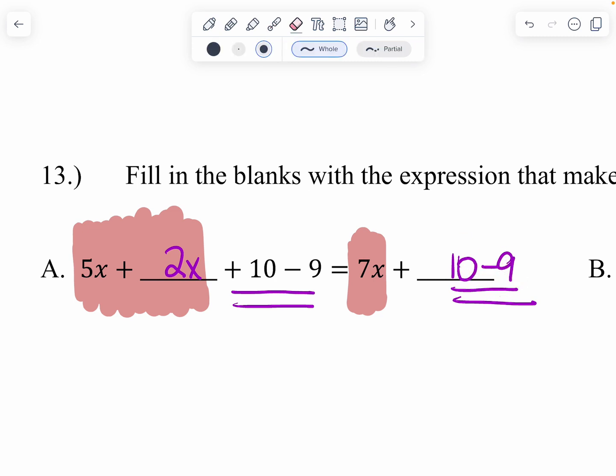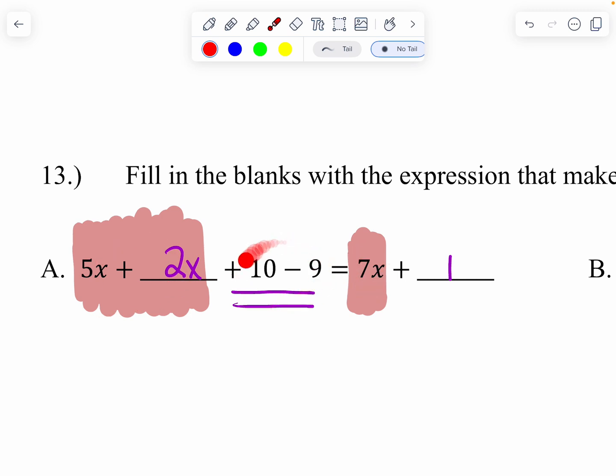So if there's 10 minus 9, which we know is 1, we've got a 1 on this side, so we'll need a 1 on that side. Now we've got 7 X's on the left, 7 X's on the right, 10 minus 9, which is 1 on the left, and 1 on the right, and now everything's the same.